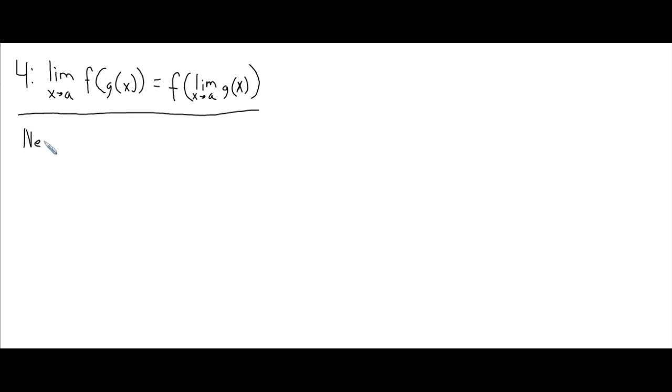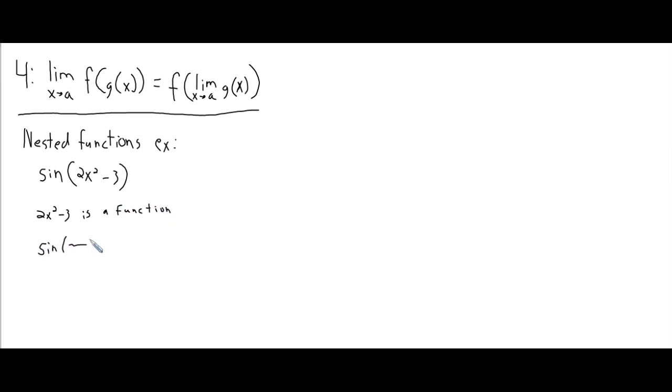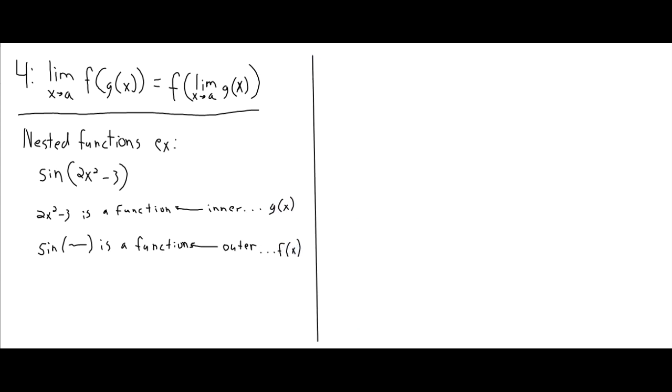I'm not going to completely calculate the limit because it's a little more advanced than where we are right now, but I am going to show you how the limit property applies to something like this. So let's look at sine of 2x squared minus 3. 2x squared minus 3 is a function, right? We can imagine graphing y equals 2x squared minus 3. Sine is also a function, right? We can imagine graphing y equals sine of x. So we have a function of a function. 2x squared minus 3 is our inner function, in this case g of x, and sine is our outer function, in this case f of x.